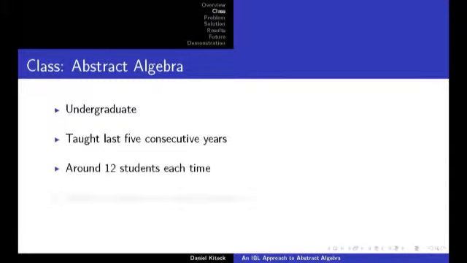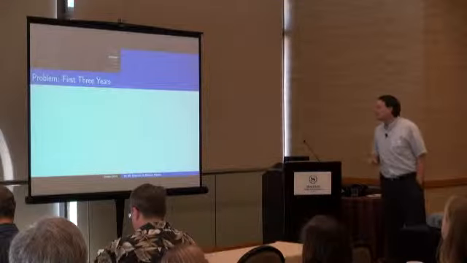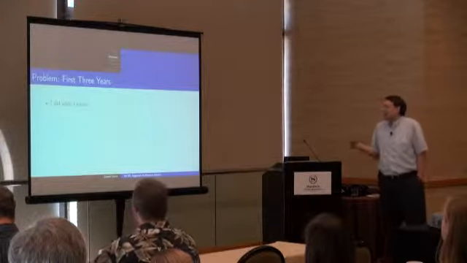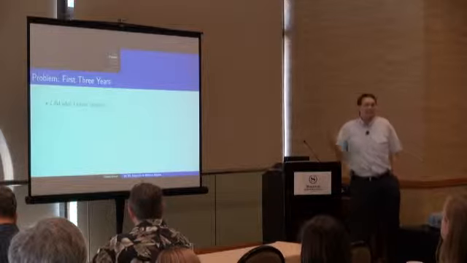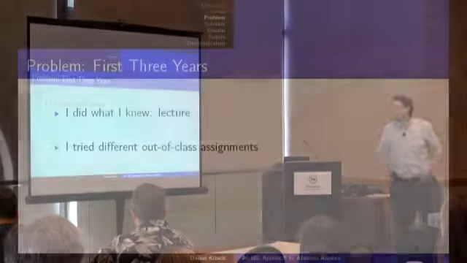As an undergraduate course, I taught it the last 5 consecutive years, one section each year, around 12 students each time. Mostly mathematics education majors, but we did have some math majors and some who have gone on to grad school. I used Gallian's Contemporary Abstract Algebra, the first half, so introduction to groups and rings. And the problem: my first 3 years, I did what I knew, which was lecture. That's all I'd ever seen as a student.